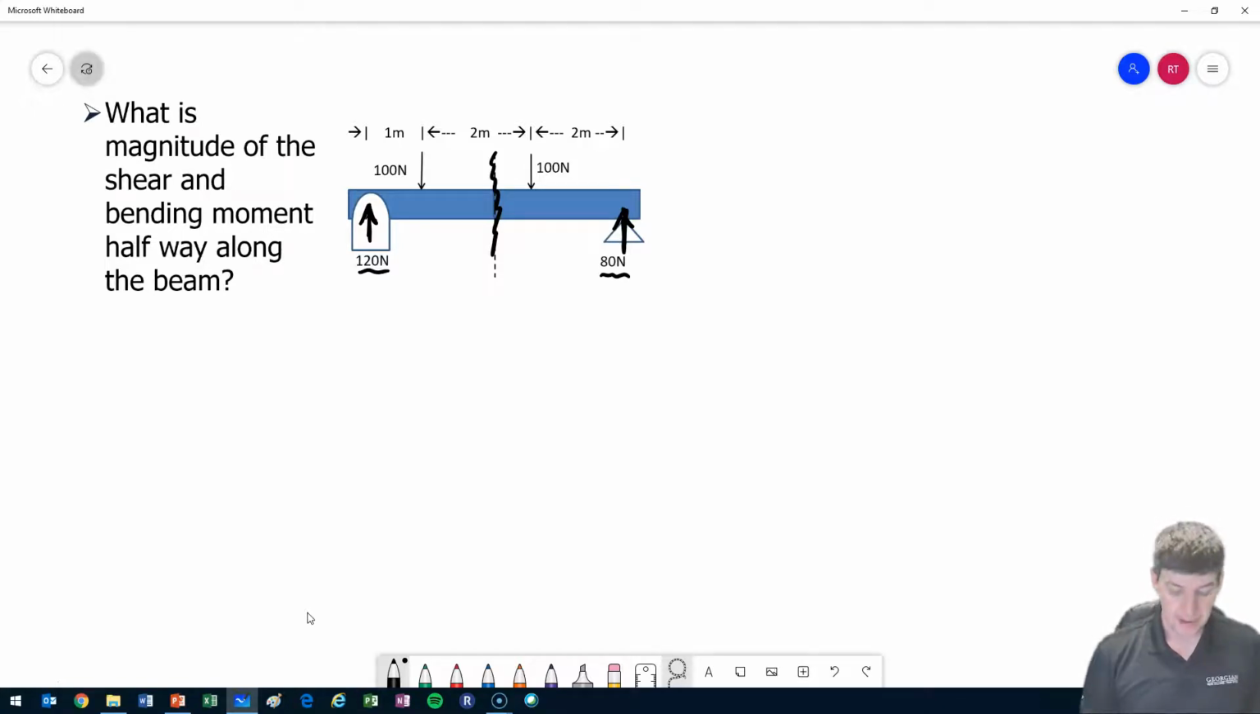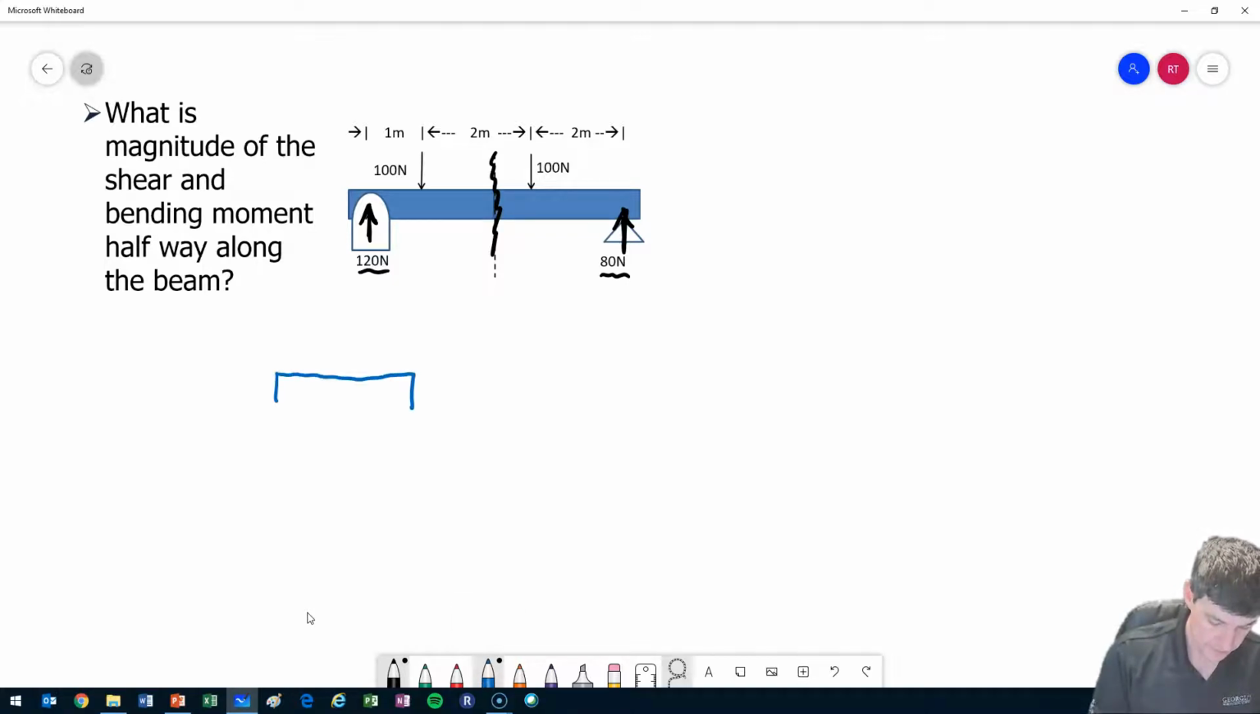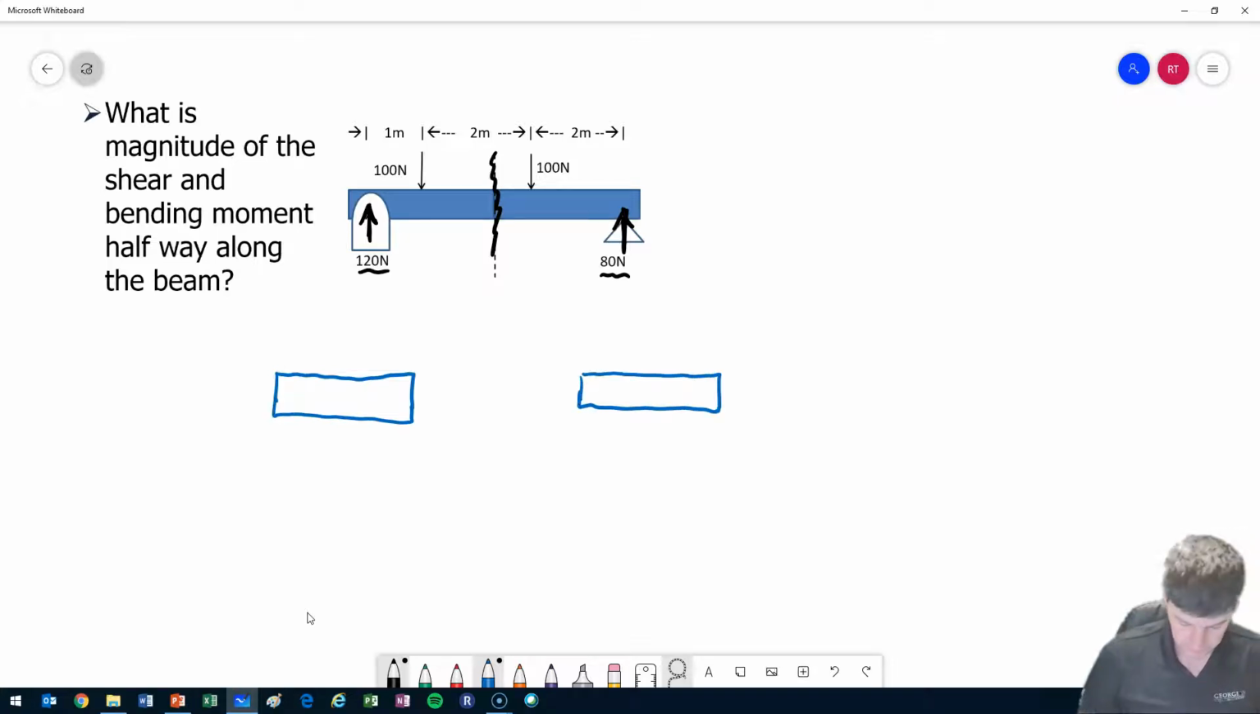Okay, so since I have that, what we're going to do is we're going to cut this beam. And we're going to cut it into a left-hand side section. And we're going to cut it into a right-hand side section. Now, since the entire beam itself was in equilibrium, it means that both my left-hand side and my right-hand side of the beam are also going to be in equilibrium. And so, because they're in equilibrium, I need some forces that I'm going to put in there to make sure that they are in equilibrium.